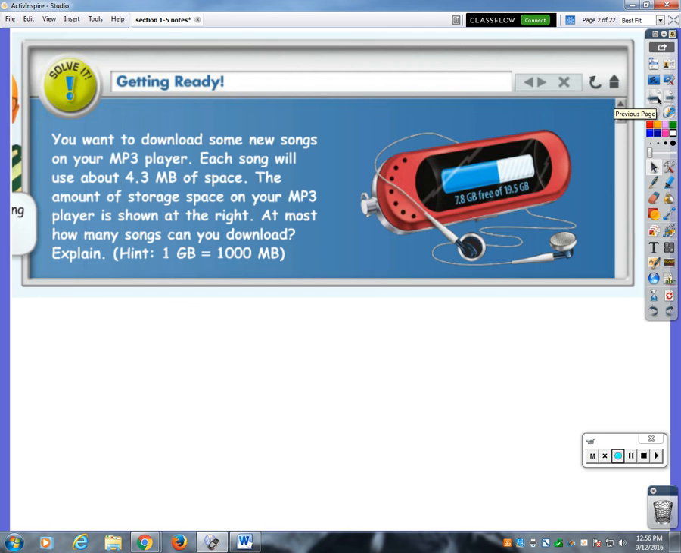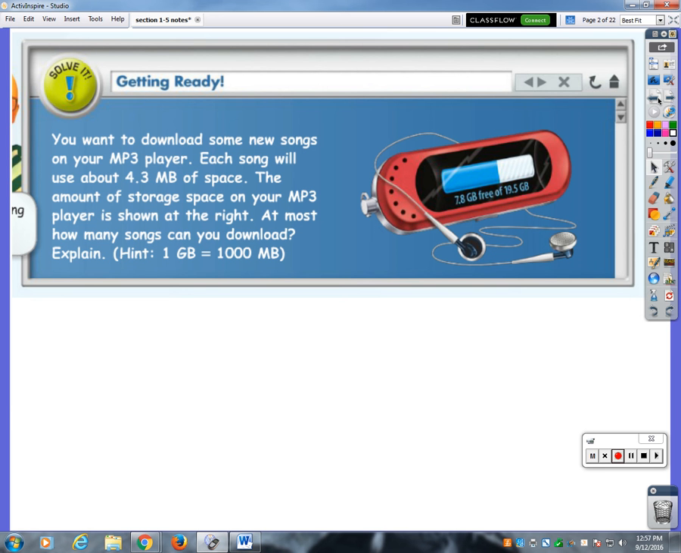little problem for you guys to do with your partners. So on a piece of paper that you will eventually do your homework assignment on and turn into me, will you solve this problem? It says you want to download some new songs on your MP3 player. Each song will use about 4.3 megabytes of space. The amount of stored space on your MP3 player is shown at right.